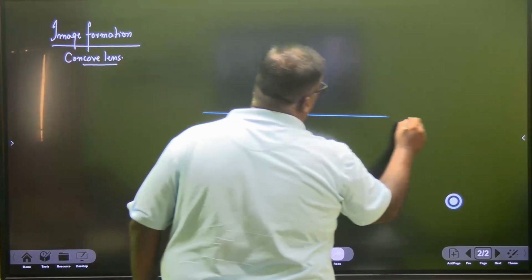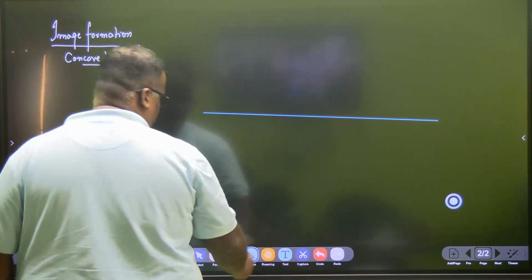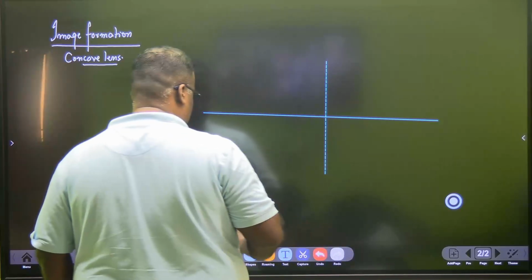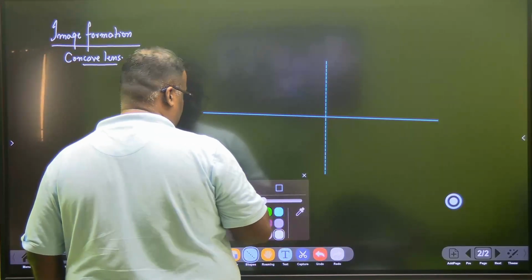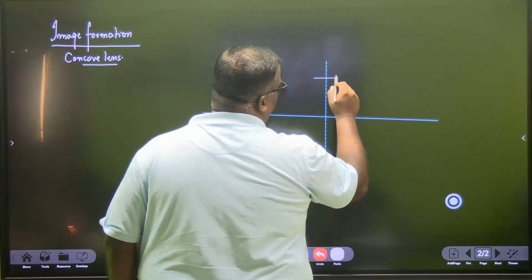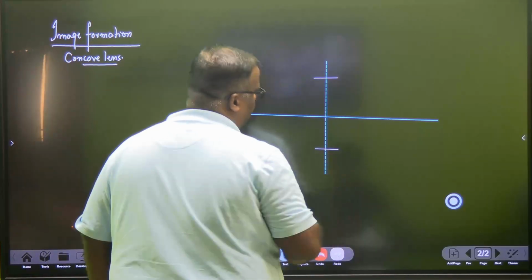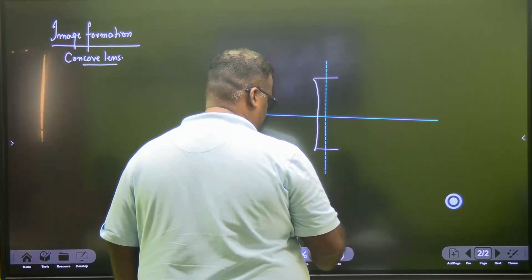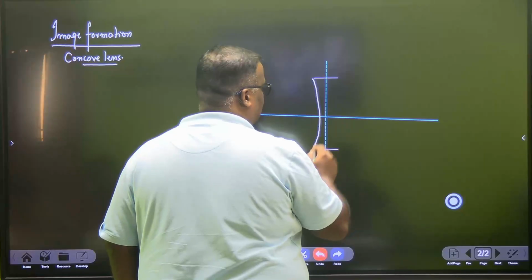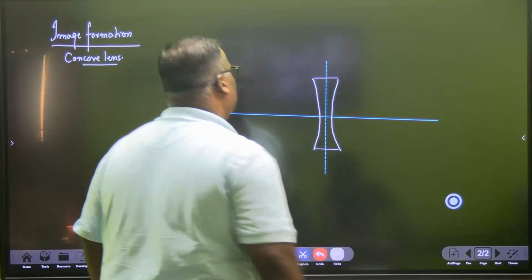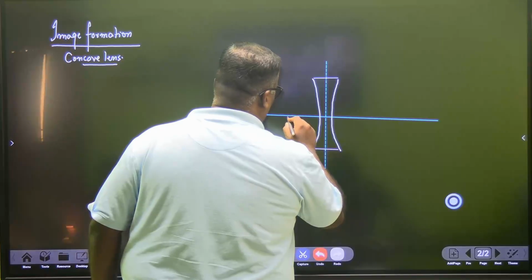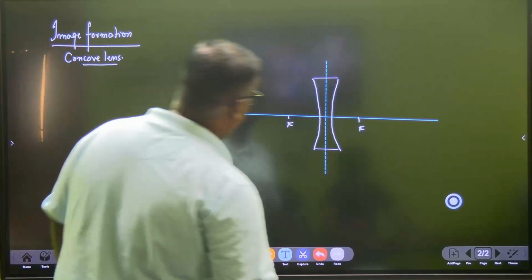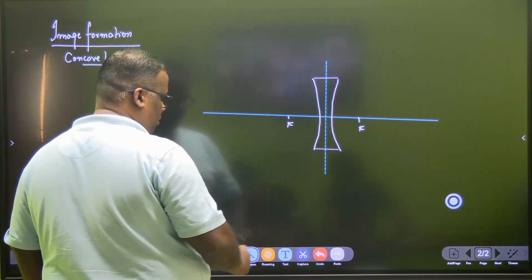First we make the principal axis. Then what do we make? We make the lens axis. Very good. Then we make the lens. To make the lens we will do what? One on this side, one on this side. Very good. After that you will make your lens like this. Agreed? And then you will have your focus here. Right? Okay, now time to put my object.